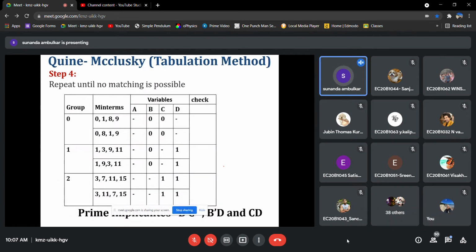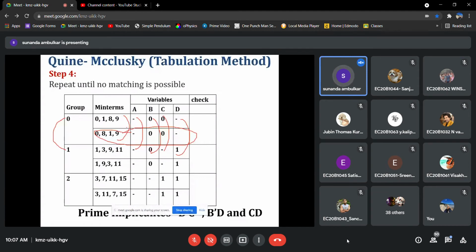After doing this, I created one more table which has 3 groups. Now we will again try to find out whether further comparison is possible or not. This is group n, this is group n plus 1, and we'll try to compare 0 1 8 9 with 1 3 9 11. If you see here, the dash is here 0 0, but here 0 dash and dash 1. It is not possible because these are the same terms, so we can omit this term. We don't need to recheck again.